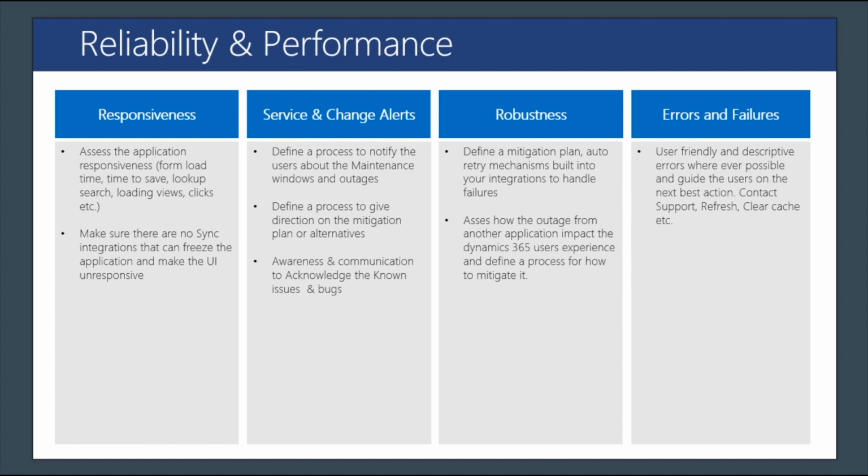Dynamics 365 being an online service, obviously we have planned and unplanned maintenance windows and outages sometimes, and it's very important that your end user, when he goes and tries to access the Dynamics 365 system, doesn't run into an error or an unexpected experience. If there's an outage or if there's maintenance going on, communicate it well in advance to your end users. And we have a communication process that will always communicate to your admins or global admins through the message center, or we also send out emails to the admin email addresses that have been configured. But you need to plug that information into your own notification channels that you have for end users.